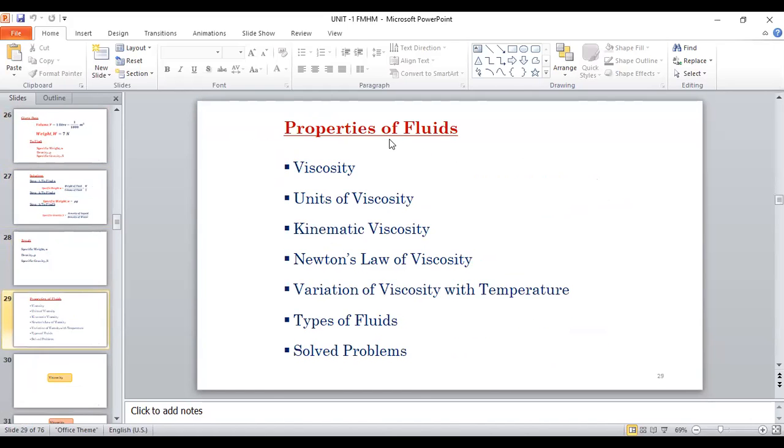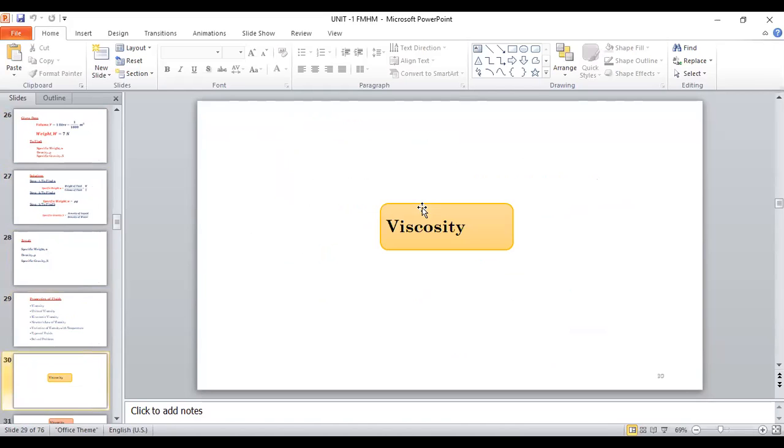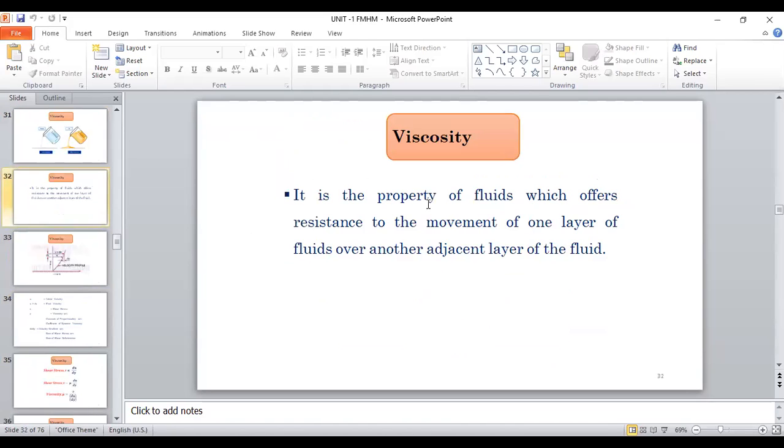Right, after that we have seen the properties of the fluids like viscosity. So up to viscosity I think we have completed in the last class. Kinematic viscosity we have not done. Okay, so viscosity is a property of fluid which offers resistance to the movement of one layer of fluid over another adjacent layer of the fluid.